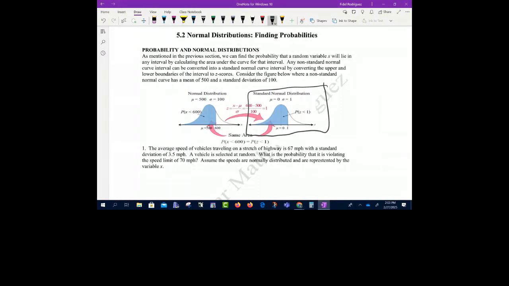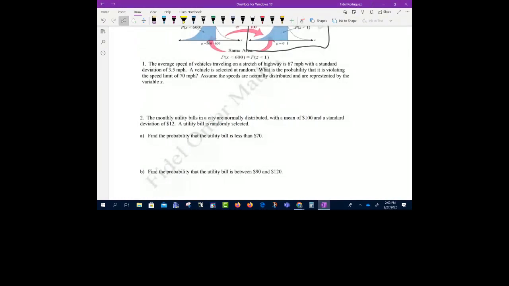So first thing, I'm going to look at my first question. It says the average speed of vehicles traveling on a stretch of highway is 67 miles an hour with a standard deviation of 3.5 miles an hour. Before I do anything else, I'm going to write out a couple of things. For problem number 1, my mu, or my average, was 67, and our standard deviation was 3.5 miles an hour. Now, it says a vehicle is selected at random. There are all these cars driving down the highway, and we pick a vehicle at random. What is the probability that it is violating the speed of 70 miles an hour?